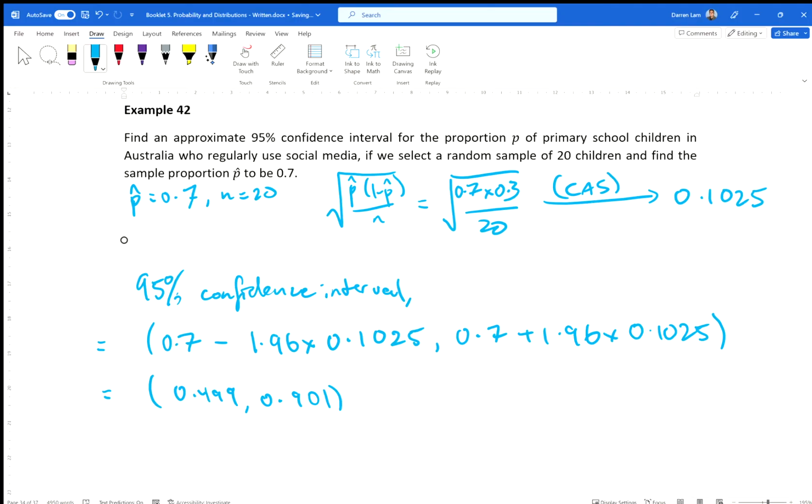It's not guaranteed. Of course, it's possible that in a sample of 20 children, none use social media, right? But it's 95% confidence, I should say, that it's going to be between these two values. What we're going to do is start slowly changing those variables to see what happens to this answer as we increase or decrease the sample size, etc. Let's turn the page.